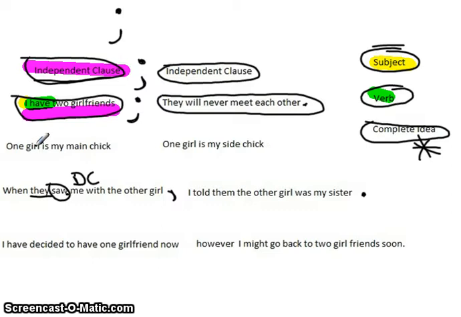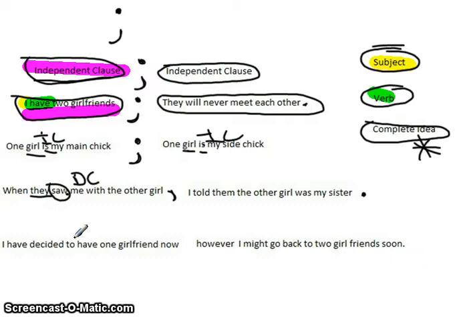Take a look at this one. One girl is my main chick. That's an independent clause because I have that subject, I have my verb, and it gives me my complete idea. One girl is my side chick. So that gives me girl, which is my subject, is my verb, and it gives me a complete idea. So I can put a semicolon right in between those two. Independent, semicolon, independent. And let me show you one little quick variation that we can have with that semicolon.